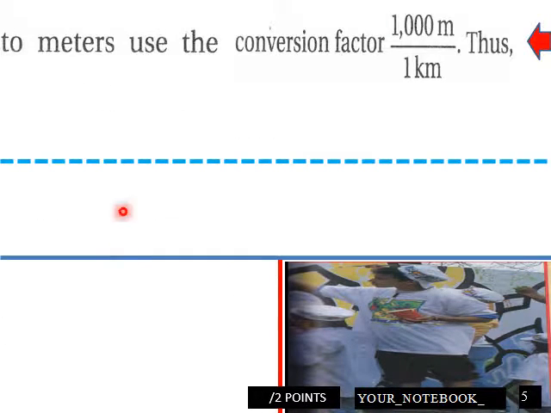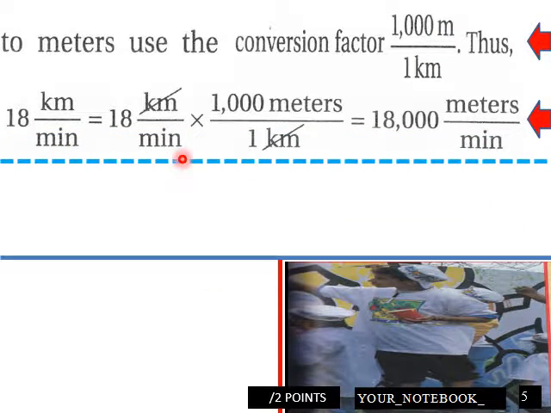So here's our conversion factor, 1,000 meters per 1 kilometer. And then this will be our conversion factor here, 18 kilometers per minute times 1,000 meters per 1 kilometer. Then we get 18,000 meters per minute. So we've converted it now to meters per minute.